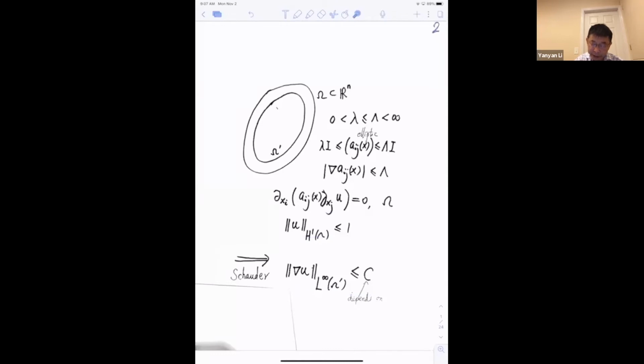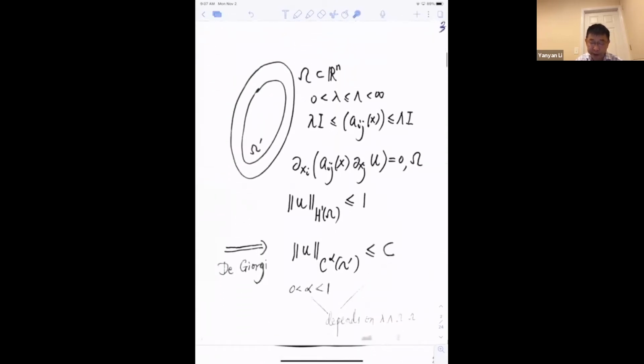So if the coefficients are not so smooth, still in a domain, still elliptic with uniform ellipticity, a second order divergence form equation, and given control of the H1 norm, then the De Giorgi-Nash theory will tell us that there is a Hölder estimate. The Hölder exponent depends on the ellipticity. So this alpha in general cannot reach 1. We know that. So it will depend on this ellipticity.